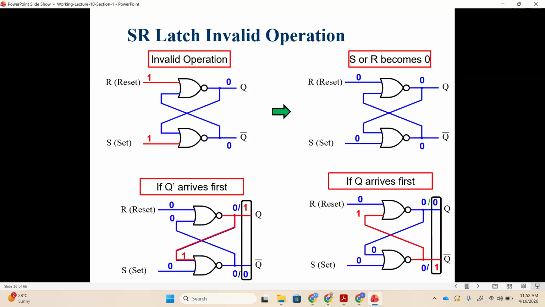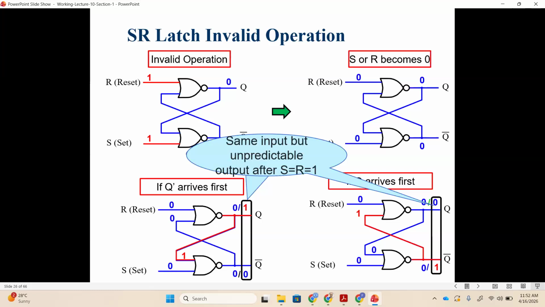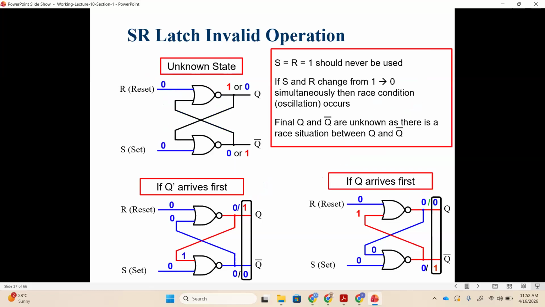Yes, Professor, thank you. It was a very valid, very good question. It was a very intelligent question. Very good, Sidra. It means that you are paying attention. I really like it. We have the same input but unpredictable output. Got it or not got it?